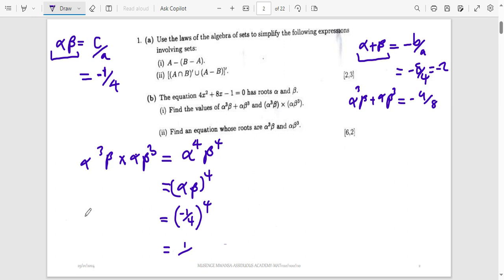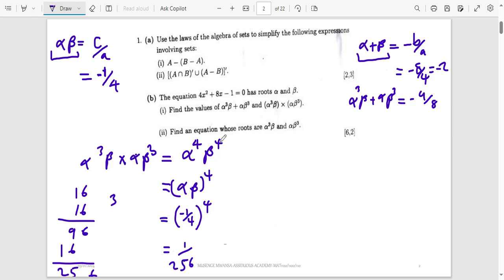4 to the power 4, 4 times 4 is 16. And then we have 16 times 16. 6 times 6 is 36, 6 remainder 3. 6 plus 3 is 9, and so on. So that is 256.